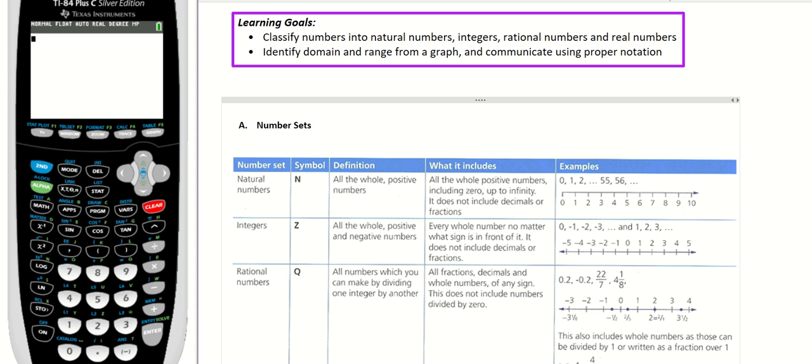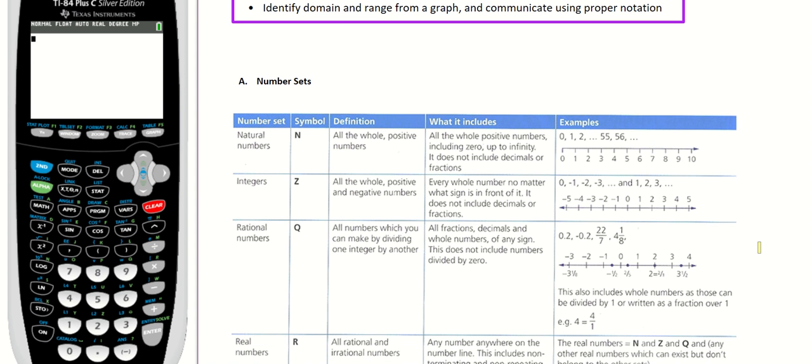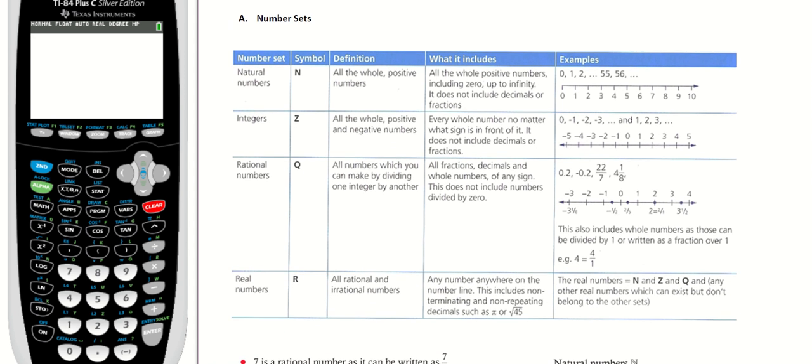Okay, welcome to Unit 4, Lesson 1, where we're going to be exploring number sets, domain, and range. So the goals here are to classify numbers into natural numbers, integers, rational numbers, and real numbers, and to identify domain and range from a graph and communicate that using proper notation. So first we'll talk about the number sets.